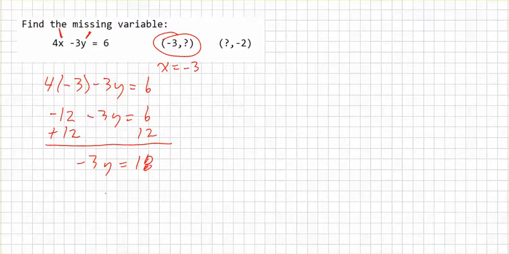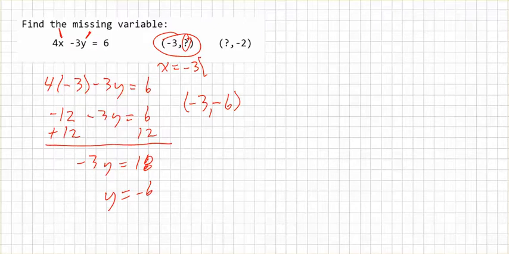Make that a little better. Or y equals minus 6. So to complete this data pair, it's minus 3 comma minus 6. So in this instance, the unknown was the y.